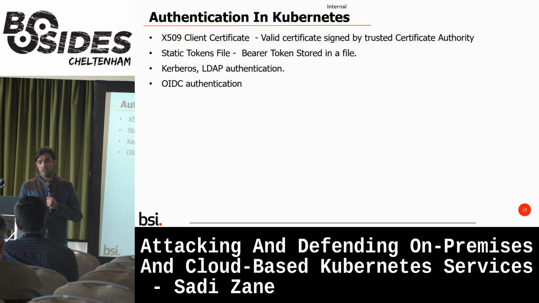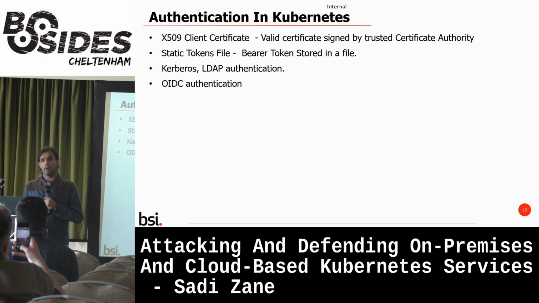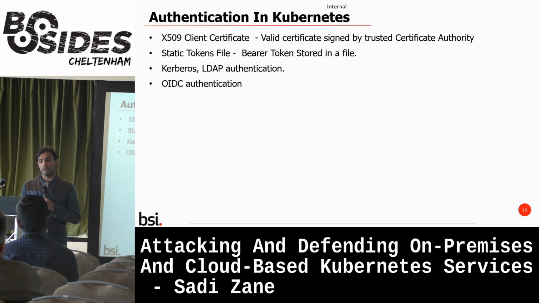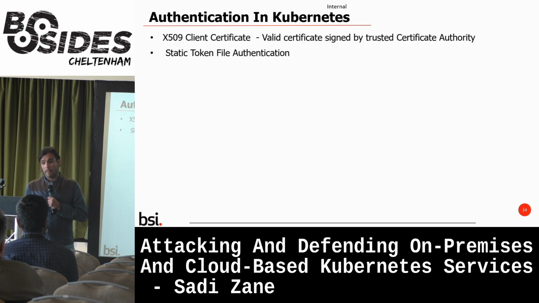In terms of authentication, there are multiple authentication types, and I'm only covering the ones that I find vulnerable, or at least have issues. The X509 client certificate is a valid certificate signed by a trusted authority, so you essentially have to issue certificates for your developers, for instance. Then you've got the static token, which is essentially just a CSV file. Not good. Then you've got Kerberos, LDAP authentication and OIDC. I'm going to cover the first two, which I find lots of issues with every time I assess a Kubernetes environment.